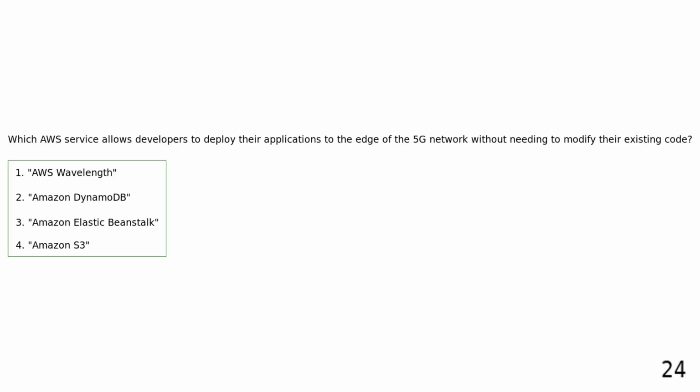Which AWS service allows developers to deploy their applications to the edge of the 5G network without needing to modify their existing code? AWS Wavelength. Amazon DynamoDB. Amazon Elastic Beanstalk. Amazon S3.